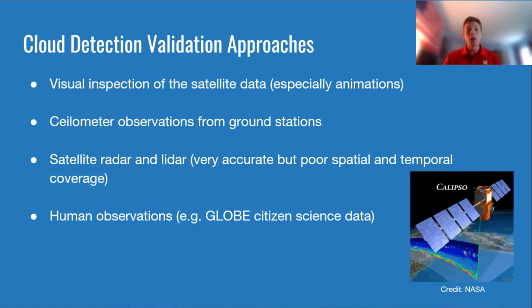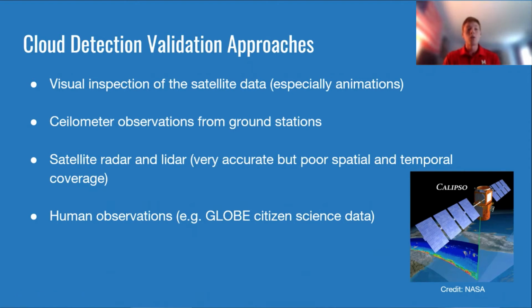Another way to validate this is through ceilometers, and I'll touch on this later, but essentially ceilometers are lasers used to measure cloud cover and cloud height, and they're very accurate with low and low to mid-level clouds, but at the mid to high altitudes, it's not the best at detecting clouds. But you can use this to validate cloud detection from satellites.